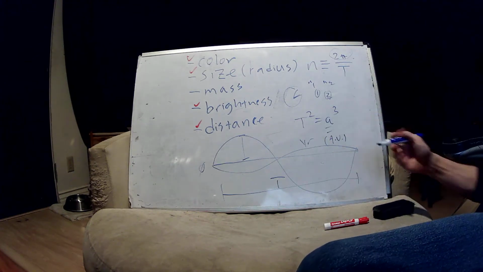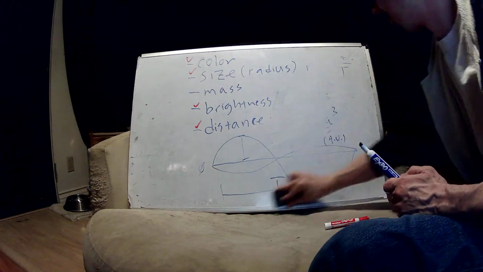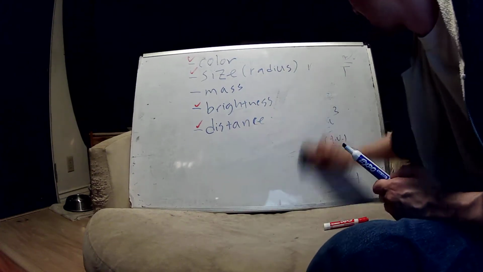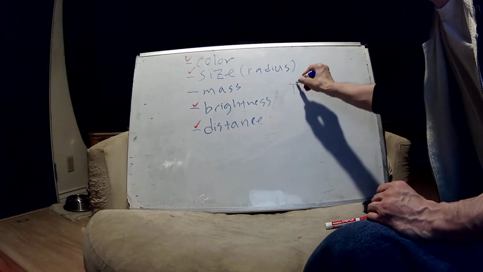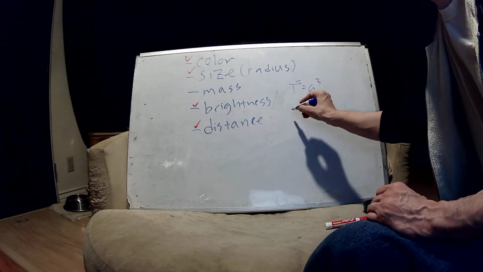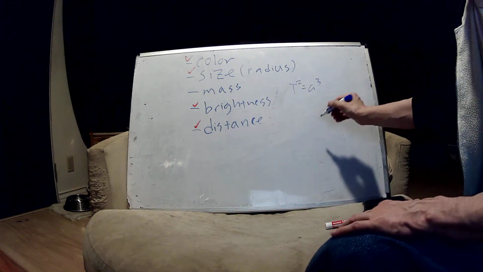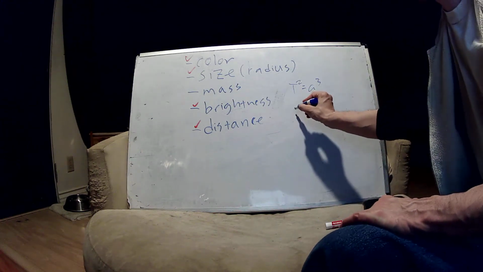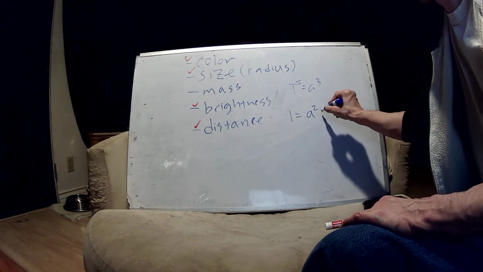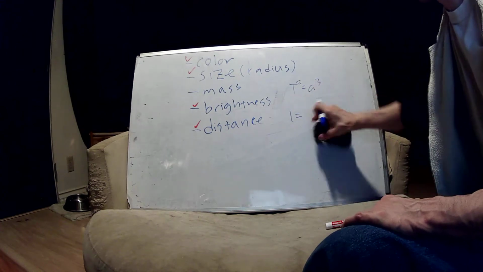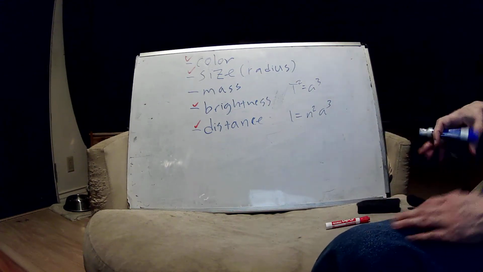And so if we wanted to rewrite this equation, instead of T squared is equal to a cubed, we could divide both sides by T squared and multiply by n squared, right? So then we get 1 is equal to n squared a cubed, because that's how we usually write it.